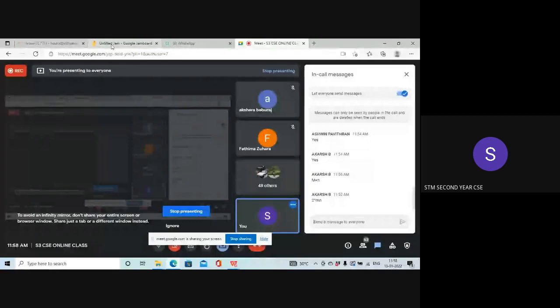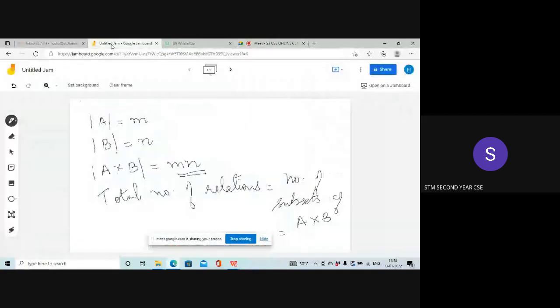Okay, very good. 2 raised to mn subsets. So the cardinal number of A cross B is mn, that means the number of elements in A cross B is mn. So the number of relations is equal to the number of subsets, and the formula for the number of subsets is 2 raised to the number of elements. Here the number of elements is mn. So 2 raised to mn is the number of relations that can be formed from A to B.